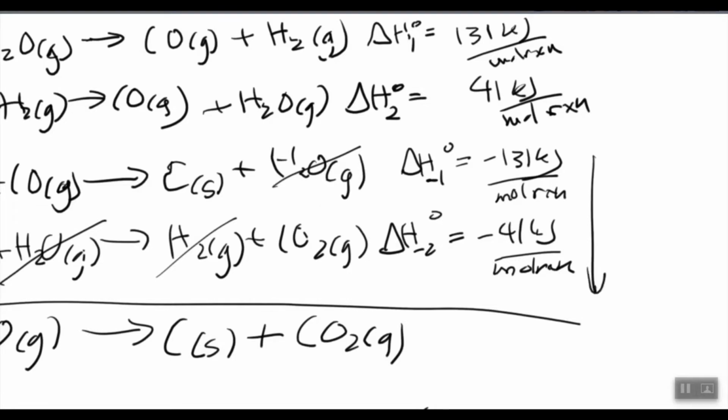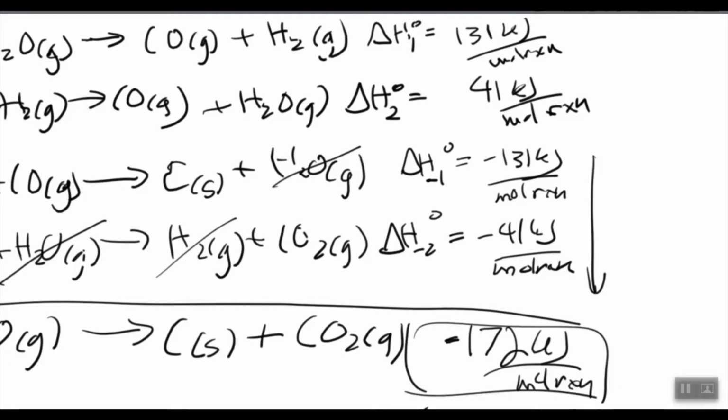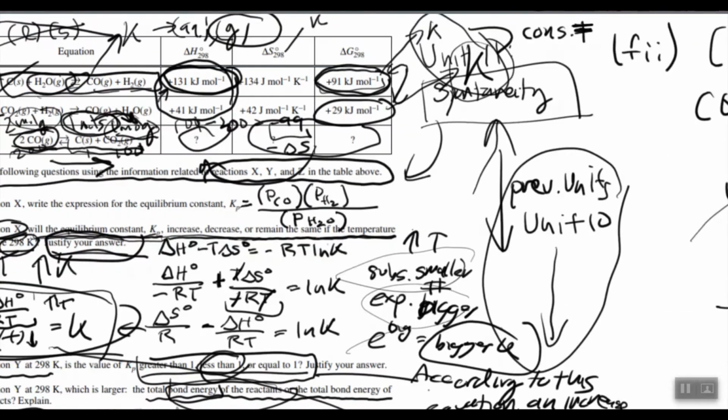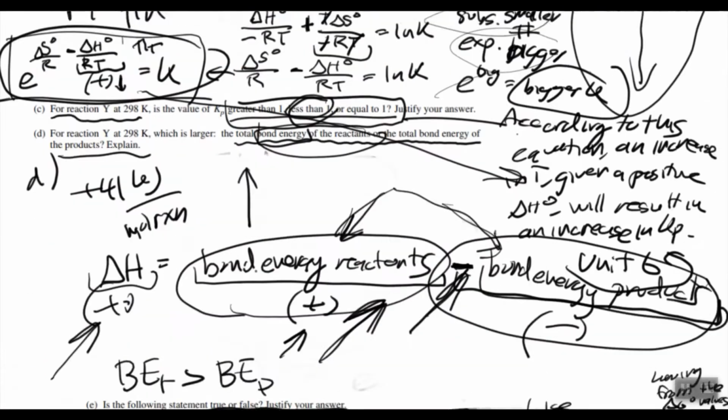And we will add these two values. -131 minus 41 is actually just -172 kilojoules per mole of reaction. And we followed sig figs all the way through, so good job, guys. One last problem. We can do this.